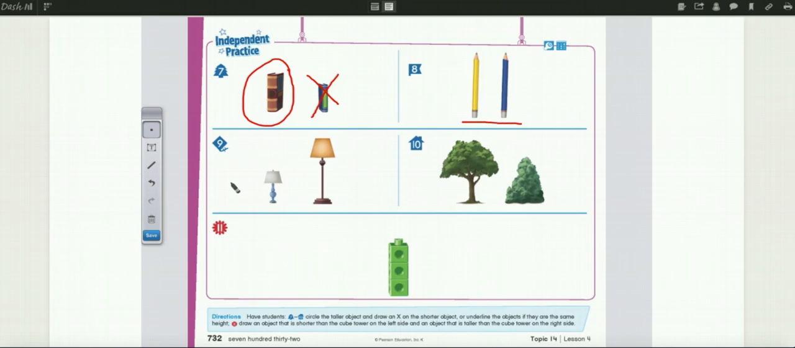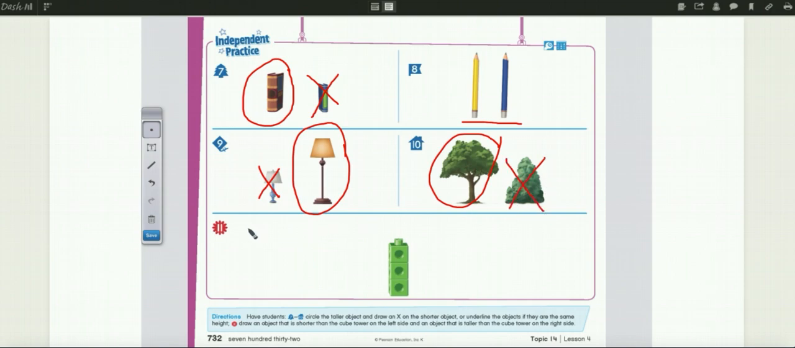Let's look at number 9. What can you tell me about these two objects? The first lamp is shorter. The second lamp is taller. Let's look at number 10. What can you tell me about these two objects? The tree is taller. The bush is shorter.